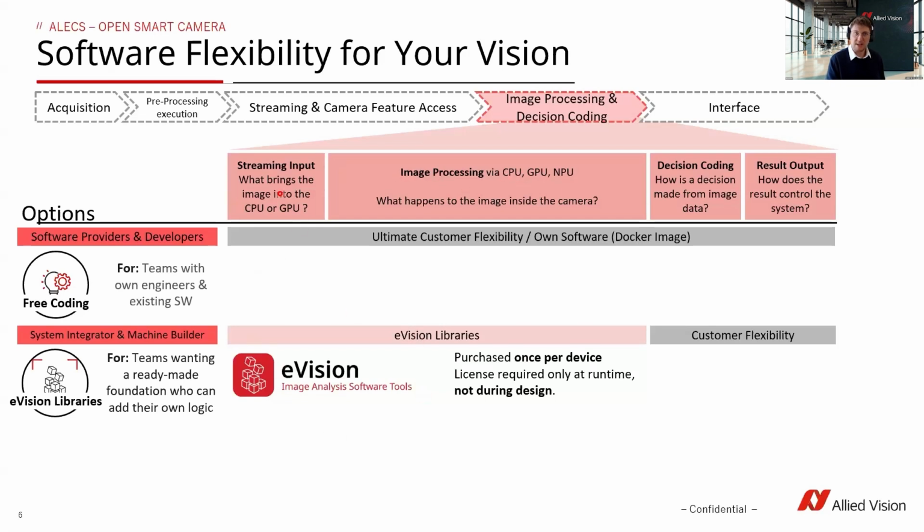So with eVision, you get access to the stream, and you can then use libraries to process your images for the application you want to use. And for sure, you pay a license later just for the library you want to use, not for all, and once per device. It's not the case that you pay for the entire software suite, you just pay for the software blocks you need for your application. And the big advantage for the decision coding part and the communication to the other world, you have full flexibility.